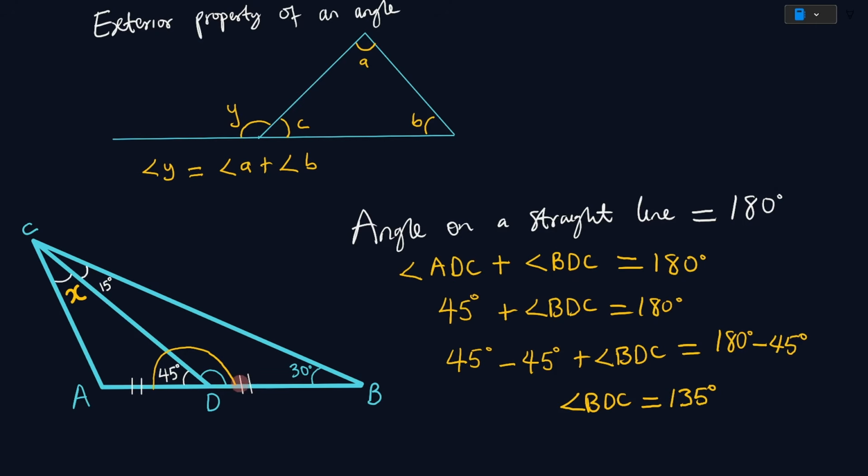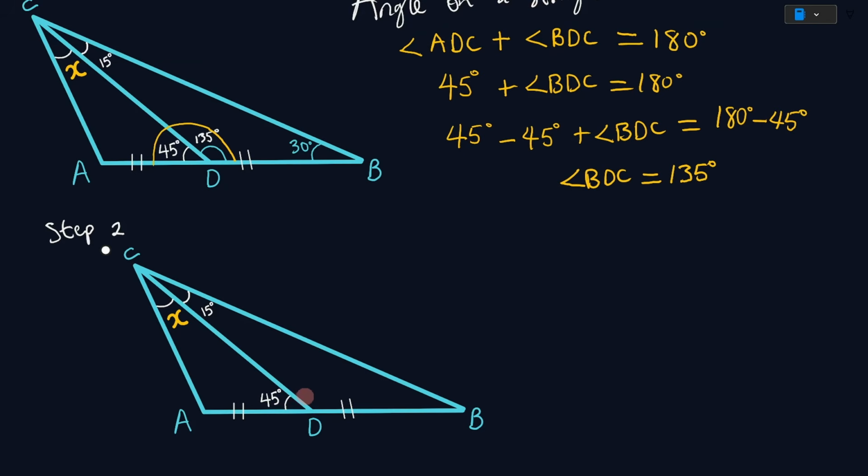The other method is to consider this triangle BDC. There is another rule which says that the sum of the interior angles of a triangle is 180 degrees. The interior angles that we already have, 30 degrees and 15 degrees, if we add them together, give us 45 degrees. If we subtract 45 degrees from 180 degrees, we get 135 degrees. So this angle here, BDC, is 135 degrees.